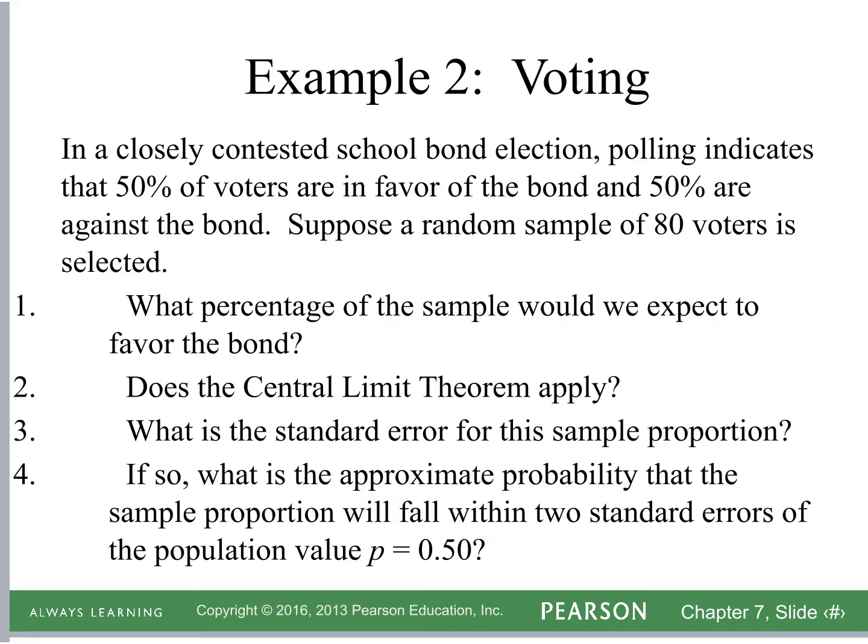Okay, so here's example 2. In a closely contested school bond election, polling indicates that 50% of voters are in favor of the bond and 50% are against the bond. Suppose a random sample of 80 voters is selected. What percentage of the sample would we expect to favor?